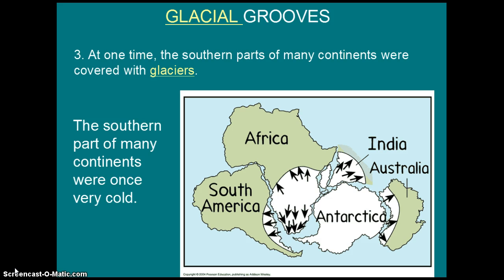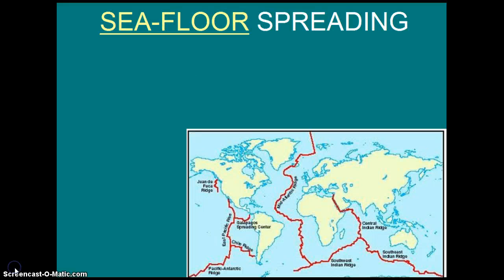Okay, it tells us that the southern parts of many of these continents were once very cold, and since they have moved into their current positions, they are now warmer, but they leave the evidence of these grooves that were produced by the glaciers.